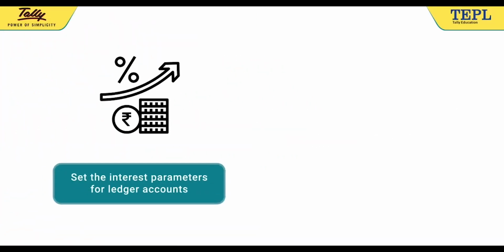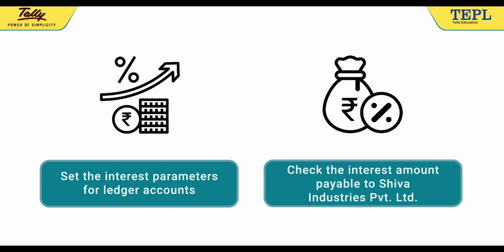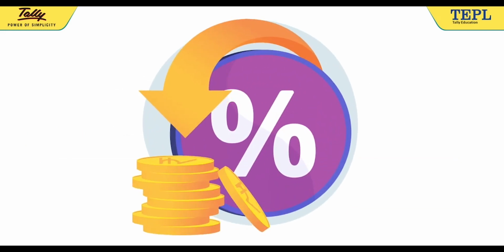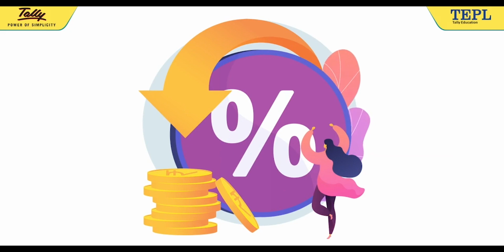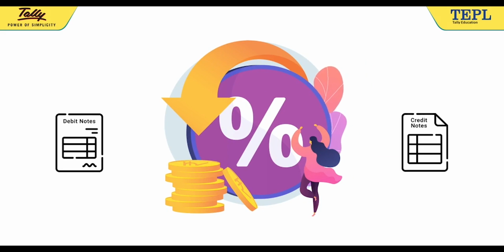You have learned to set the interest parameters for ledger accounts and check the interest amount payable to Shiva Industries Private Limited. In this section, you will learn how the calculated interest amounts must be recorded using debit notes and credit notes to bring the interest amount in the books of accounts. Debit notes are used for interest receivable and credit notes for interest payable.